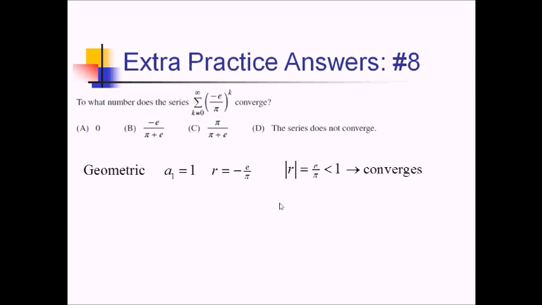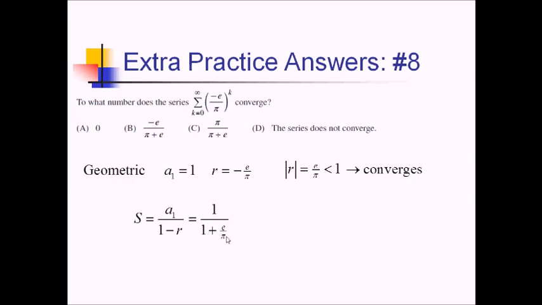Okay, let's go ahead and find the sum then. For that I need my infinite sum formula, a1 over 1 minus r. So that's going to be 1 over 1 plus e over pi. And that does not look like any of the answer choices, so let's clean this up a little bit.